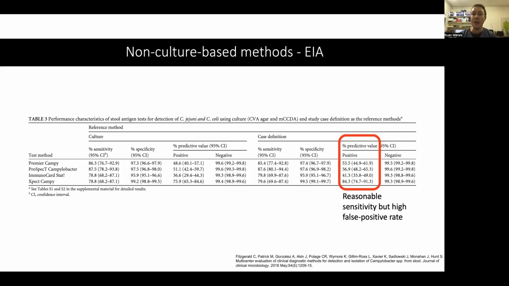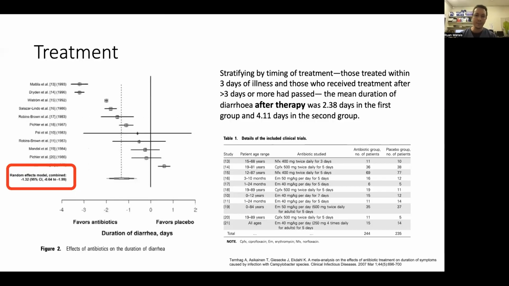And then enzyme immunoassays generally have a sensitivity that's comparable to culture, but they have an issue with false positivity. What is theorized and described is that they cross-react with some of the other Campylobacter species as opposed to just being specific to jejuni or coli, and for those species the association with diarrhea isn't as clear-cut, so it becomes somewhat difficult to interpret.